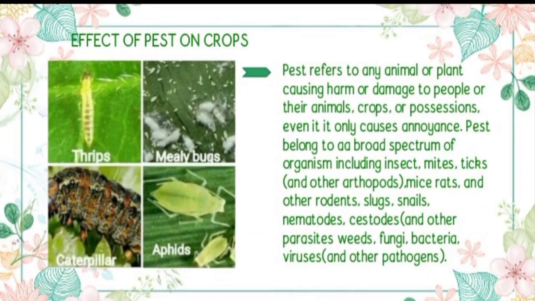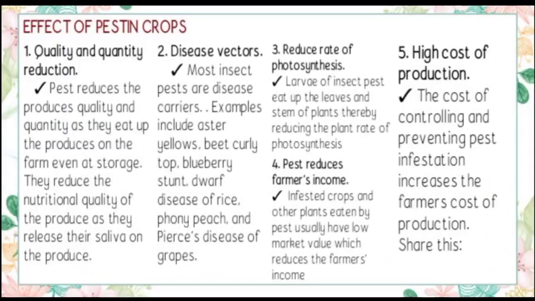Next is the effect of pests on crops. A pest refers to any animal or plant causing harm or damage to people or their animals, crops, or possessions, even if it only causes annoyance. Pests belong to a broad spectrum of organisms including insects, mites, ticks, and other arthropods, mice, rats, and other rodents, slugs, snails, nematodes, cestodes, and other parasites, weeds, fungi, bacteria, viruses, and other pathogens.